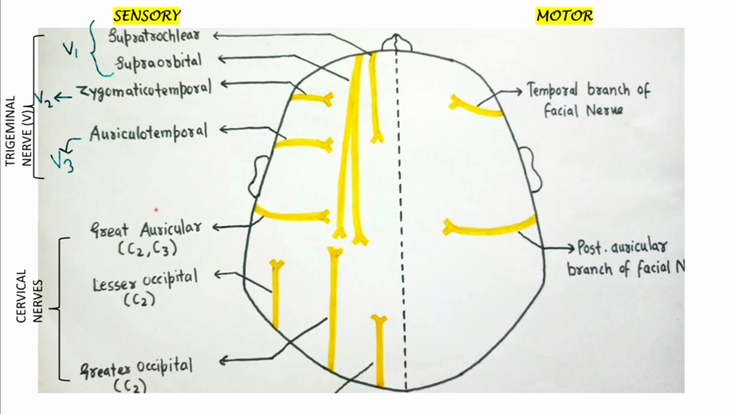Let's see the nerve supplying the scalp behind the ear. The greater auricular nerve, lesser occipital nerve, greater occipital nerve, third occipital nerve. All these four nerves are branches of the cervical plexus, C2, C3 cervical nerves. The posterior auricular branch of the facial nerve supplies muscles behind the ear. Hope this is clear.